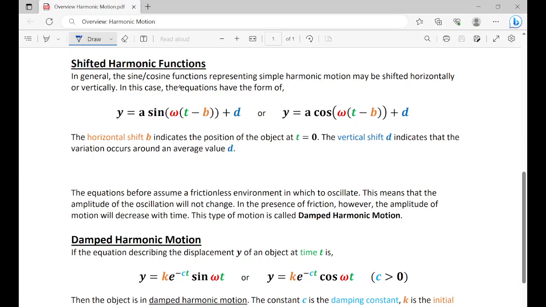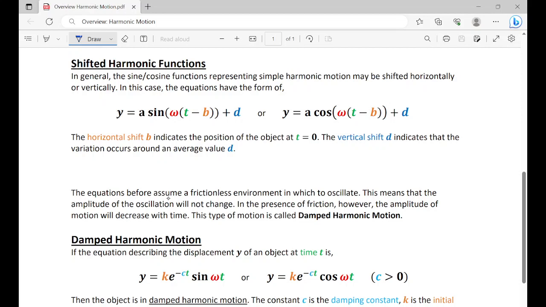In general, the sine and cosine functions representing simple harmonic motion may be shifted horizontally or vertically. In this case, the equations have the form of either a sine of omega times the quantity t minus b, plus d, or a cosine of omega times the quantity t minus b, plus d. The horizontal shift b indicates the position of the object at t equals 0, horizontal shift being left and right, and the vertical shift d indicates that the variation occurs around an average value of d, the vertical shift being up and down.